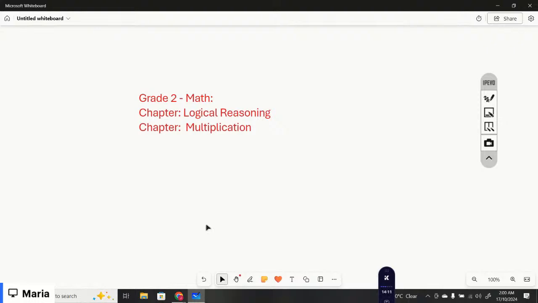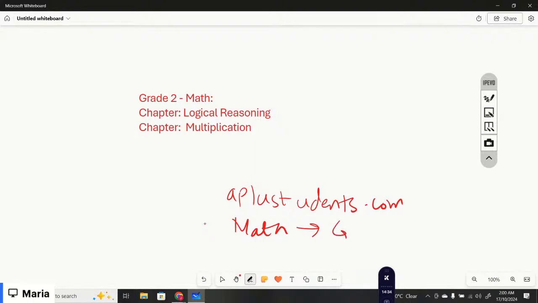We are here for grade 2 math. You can find all the lessons on aplusstudents.com. You have to log in there using your email address and password as provided by the administrator. Then you have to select math from the subject tab. Scroll down to grade 2 math and then click on view all lessons. There you can find the list of the chapters.